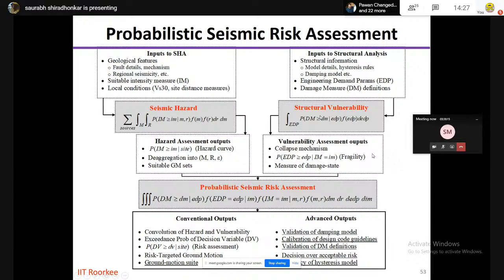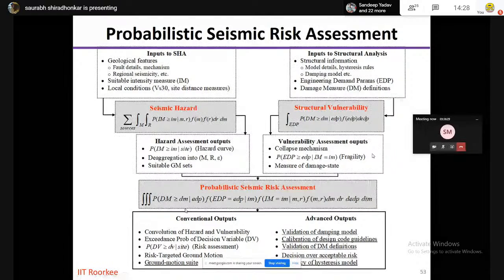The meaning is the same. Both of these are obtained through the total probability theorem. And when you want to figure out the collapse, you again combine these two different formulations, again applying the total probability theorem. That's how you obtain the total probability of collapse under a given seismic hazard using this particular integration.